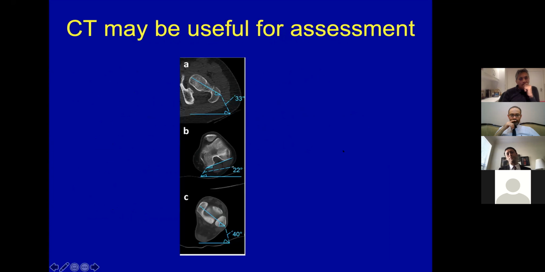CT can be helpful, but we don't like to expose kids to radiation. Most of the time I rely on the clinical exam. By clinical exam, I will know the amount and degree of correction I need to do if I need to address it with surgery. With the CT, you can measure the femoral neck axis compared to the posterior femoral condyle axis, and then calculate the amount of rotation. The bottom picture just measures the amount of rotation at the tibia, at the intermalleolar axis as well.